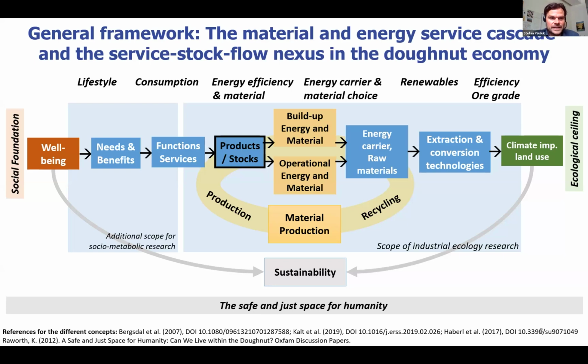So here in this service cascade, we link the two ends, the well-being on the left side and the ecological ceiling on the right side. That's also the two sides of the donut economy, if you know and like this concept. But we have all these detailed steps in between. It's not just one aggregate, but we actually look, okay, what happens here?